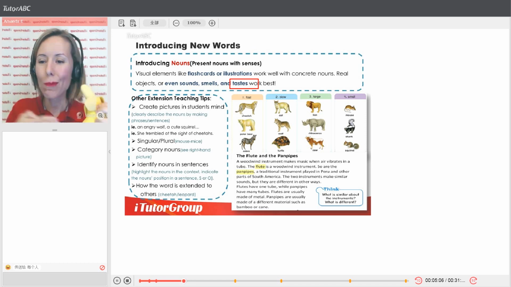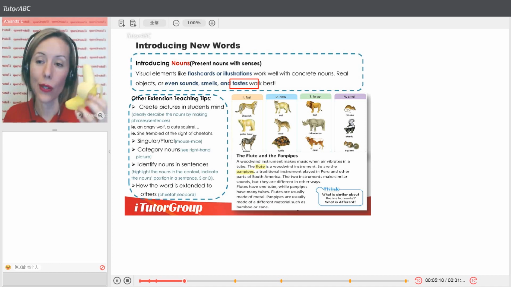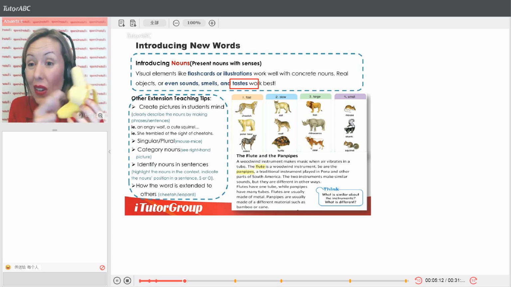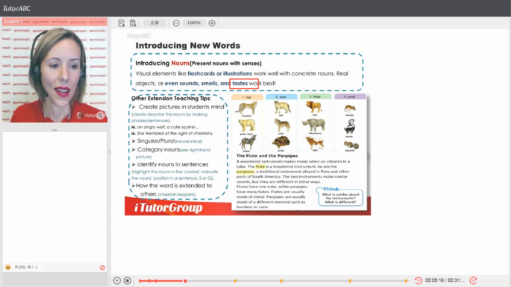Banana. Banana. Now, then the student will recognize, okay, we're not talking about color here. It's about something that we eat.